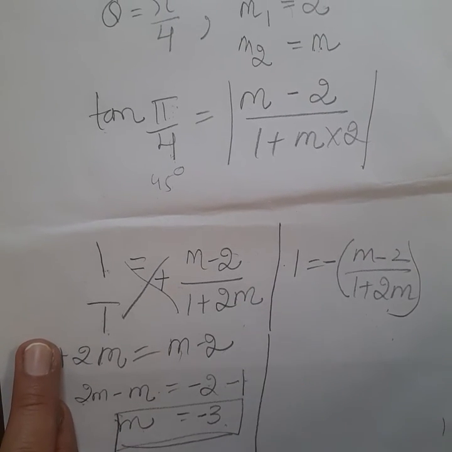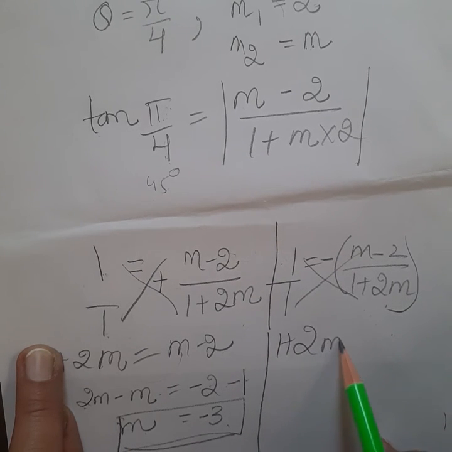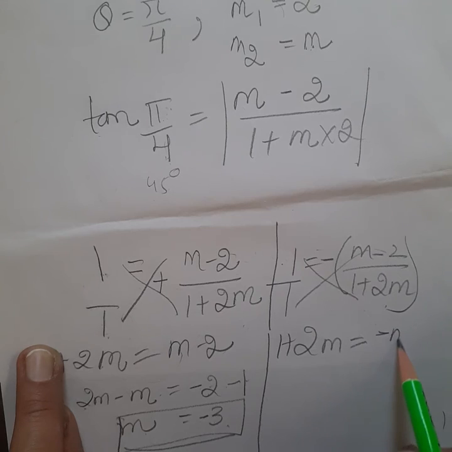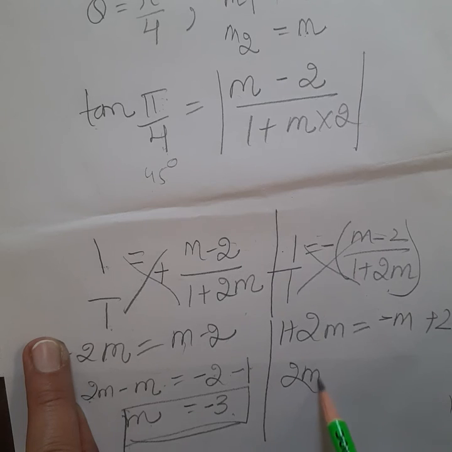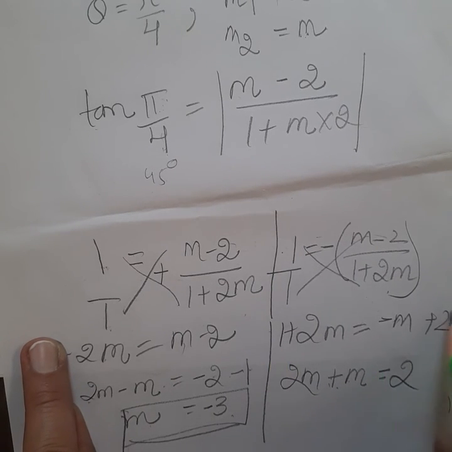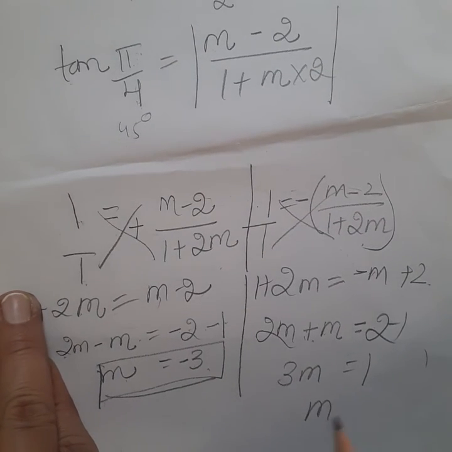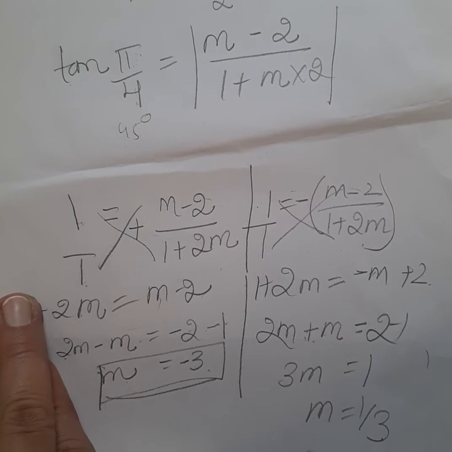Now for the second value, when we cross multiply we get 1 plus 2m equal to minus m plus 2, taking the minus sign within the braces and changing the signs of the terms. When we take m to the left hand side it changes sign and becomes plus, and taking the 1 to the right hand side, 3m is equal to 1, and we get the value of m equal to 1 by 3. So you can take two slopes in this question.